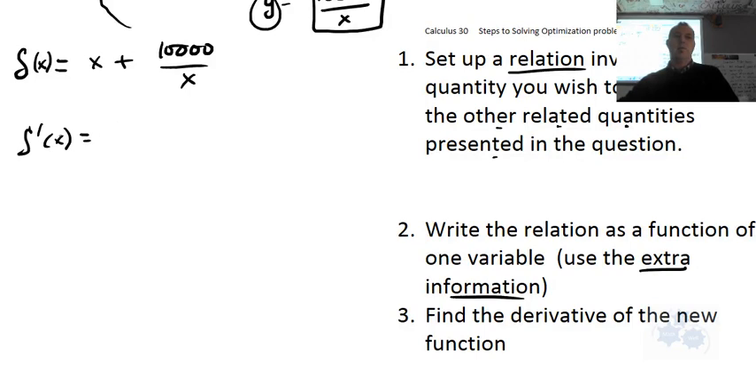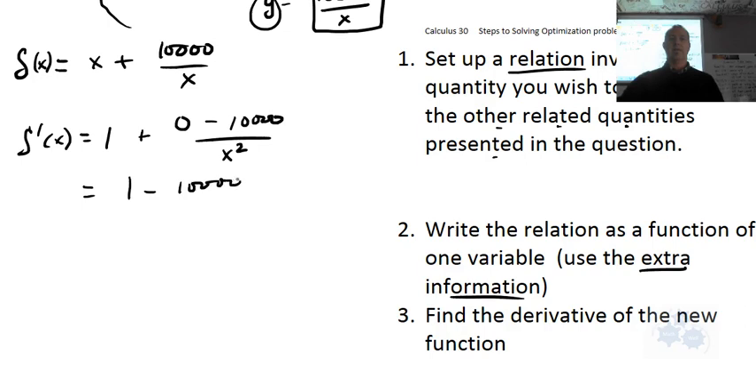Derivative of x is 1 with respect to x, of course. And then here we have the derivative of the top times the bottom, which is going to be 0, minus the top times the derivative of the bottom, which is going to be 10,000, over the bottom squared. That's the quotient rule. If you wrote this as 10,000 x to the negative 1, you could use the power rule. So that becomes this, 1 minus 10,000 over x squared. So that's our derivative right there.